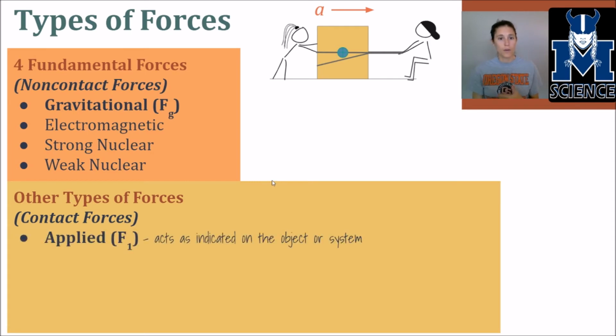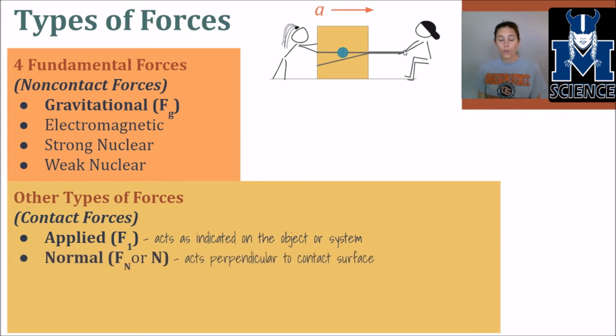Okay, so we have applied forces, and they act as indicated on the object. So in our example of the 2 people moving the box, we have a push and a pull. Those would be applied forces. So we could say applied force 1, and then he applies a force on this rope. And the rope is actually what applies a force on the box. So that would technically on the box be a tension force, but he's pulling on the rope. So the pull on the rope would be an applied force by this person 2 over here.